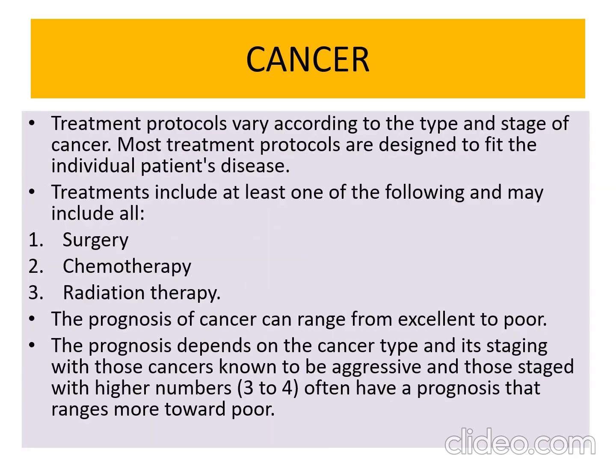Treatment protocols vary according to the type and stage of cancer. Treatment includes surgery, chemotherapy, and radiation therapy. The prognosis of cancer can range from excellent to poor. The prognosis depends upon the cancer type and its staging, with those cancers known to be aggressive and those staged with higher numbers, 3 or 4, often having a prognosis that ranges more towards poor.